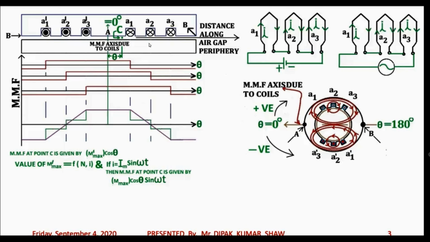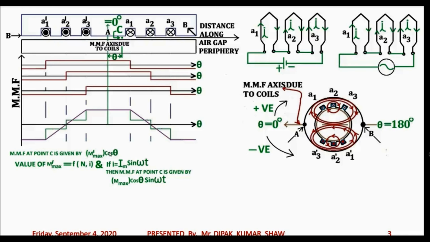So cos 90 is 0, isn't it? And cos 0 is 1, that is maximum. So we say that the MMF distribution along the air gap periphery is cosinusoidal, and we are expressing that by this particular term M dash max into cos theta. Now this M dash max is the peak value of the MMF at the point A, that is when theta equals 0 degree, and M dash max into cos theta is the value of MMF at point C, which is theta degree away from the MMF axis.